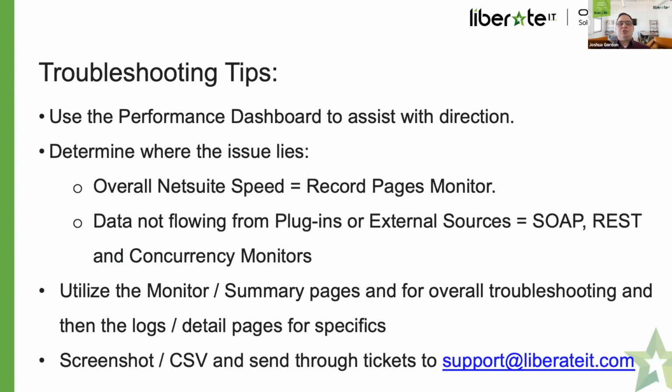Use the performance dashboard to assist with direction if you don't know where you're looking. Then determine where the issue is that you want to deal with. Is it overall speed? Try the record pages monitor. If it's data not flowing, try the SOAP and REST and concurrency monitors. As a general pointer, utilize the monitor or summary pages for overall troubleshooting. If it's a log or detail page, it's going to give you that real granular level. And if in doubt, screenshot, export those CSVs, send a ticket through to me, and I'll be more than happy to help.